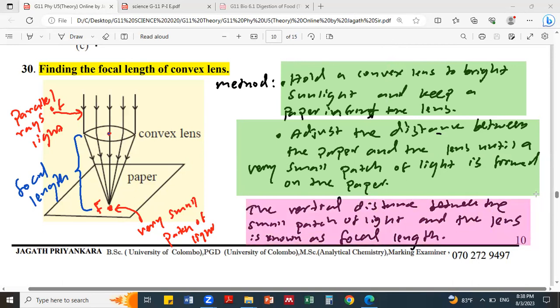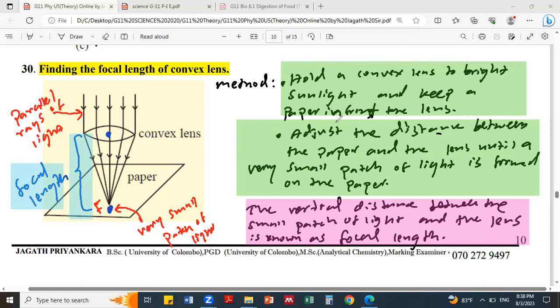So this is how, practically and experimentally, you determine the focal length of a convex lens. But you have to be very careful.